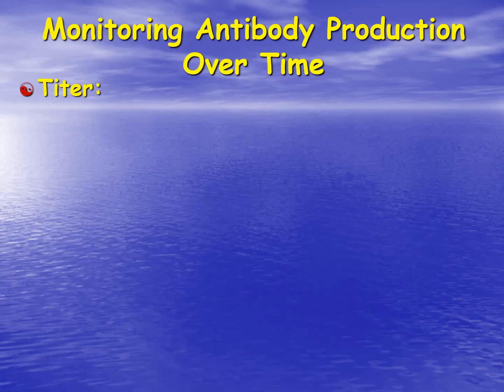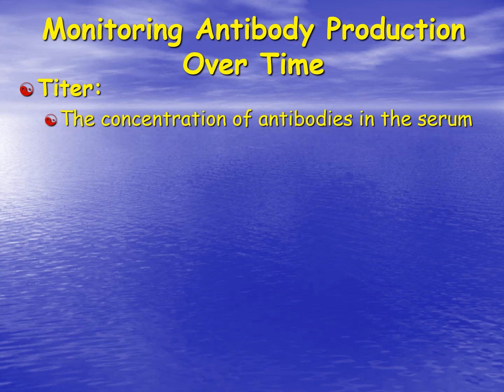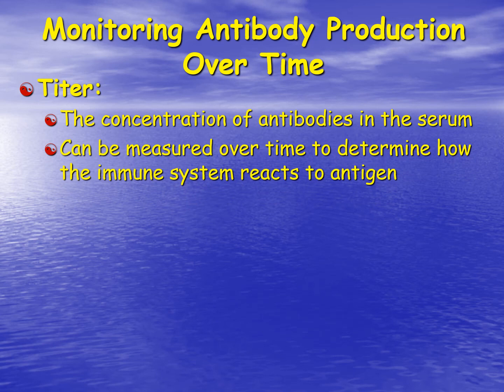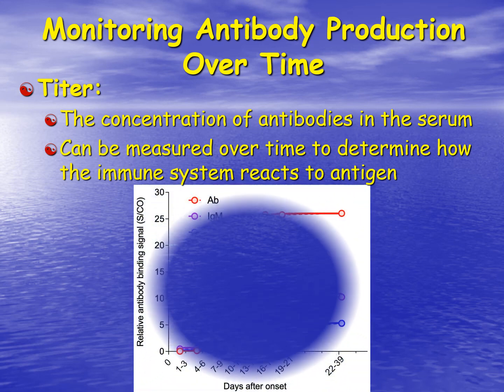Now, how can I monitor antibody production over time? Well, we do this with something known as the titer, and this is simply the concentration of antibodies to a specific antigen in the serum. This can be measured over time to determine how the immune system is reacting to the antigen. Now, I can measure other things, but since the antibodies are in the bloodstream and accessible, this is a very easy thing I can actually measure to determine how the immune system is responding.